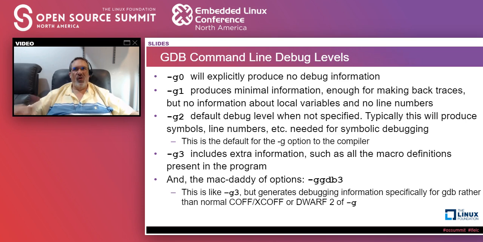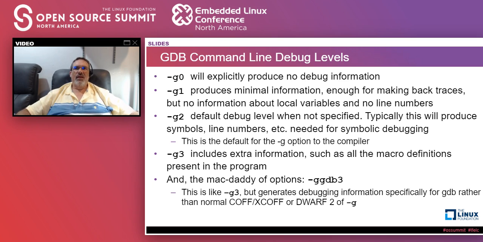But that is not all. It turns out there's a dash G3, which includes additional information, such as all the macro definitions that may be present in the program. This is particularly important when we're looking at places where we're doing some large substitutions of macros, like, for instance, in the Linux kernel. There are a number of commands that look like C commands, but they're actually inline assembly language commands. So all of those would certainly be something that could potentially be a macro expansion that we'd be interested in knowing. And we could see all that using the dash G3 option.